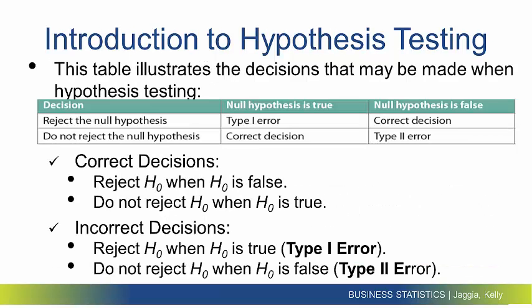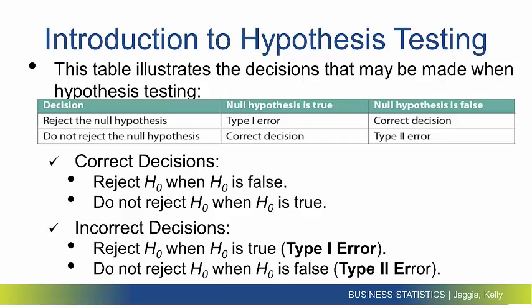Here is a table that usefully points out type 1 and type 2 error. As you can see, when the decision is to reject the null hypothesis and the null hypothesis is true, this is a type 1 error. When the decision is to reject the null hypothesis and the null hypothesis is false, this is a correct decision. When the decision is do not reject the null hypothesis and the null hypothesis is true, this is also a correct decision. Lastly, when the decision is to not reject the null hypothesis and the null hypothesis is false, this is a type 2 error.